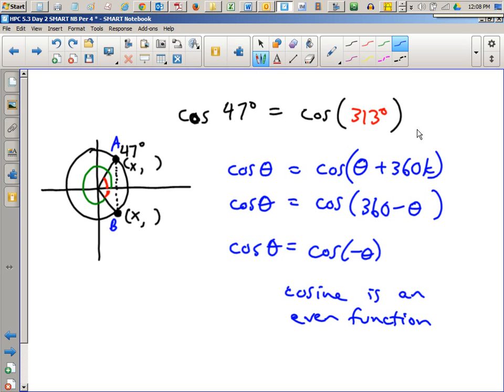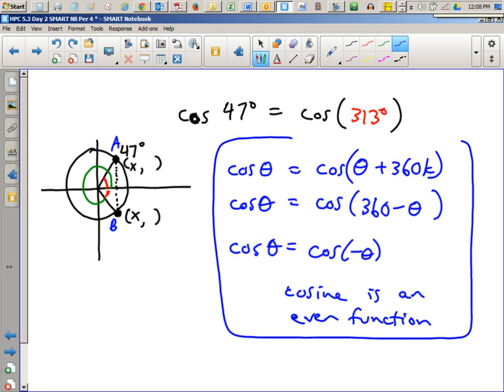Do you suppose there might be 3 rules for tangent? What do you think? Yep, there are 3 rules for tangent. So I don't have an assignment for you tonight. Figure out the 3 rules for tangent. Okay? Figure them out.